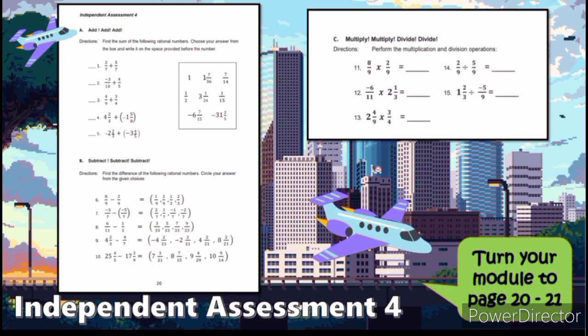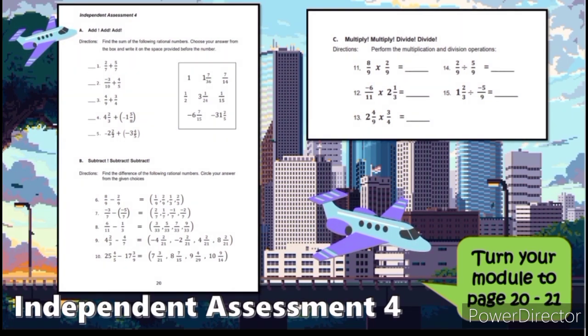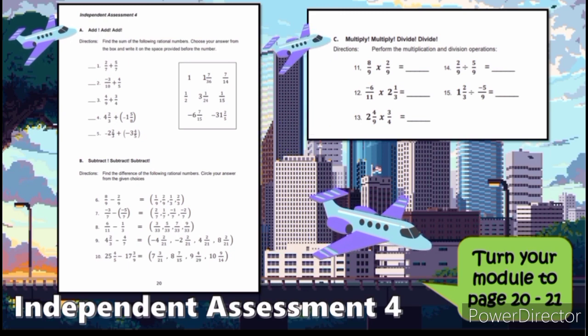For letter A, find the sum of the following rational numbers. Choose your answer from the box and write it on the space provided before the number. For letter B, find the difference of the following rational numbers and circle your answer from the given choices. For letter C, perform the multiplication and division operations.